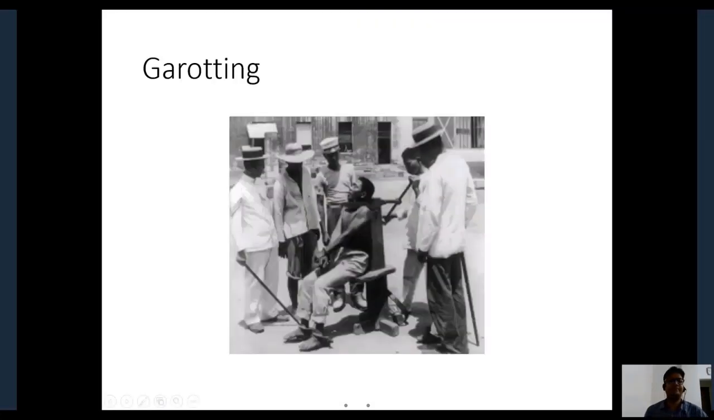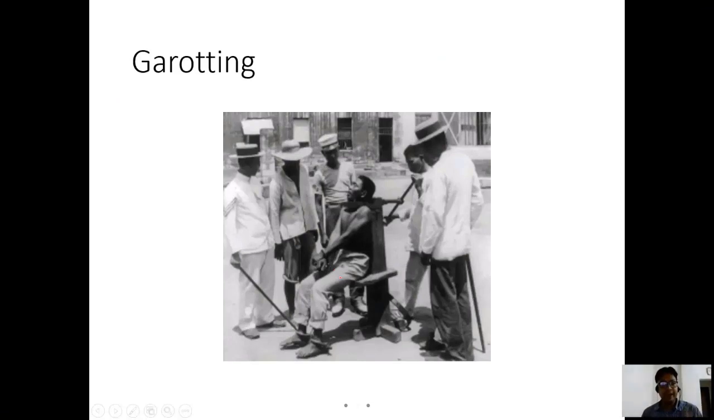Now you can see this picture. See, this is not a hanging, this is judicial strangulation, my dear. The person is sitting. This is a metallic collar. They compress the neck. This is judicial strangulation. Because this is common in Spain and Turkey, that's why it is known as the Spanish windlass method.